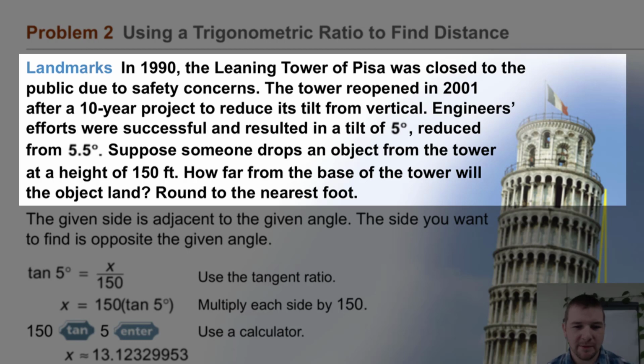Suppose someone drops an object from the tower at a height of 150 feet. How far from the base of the tower will the object land? Round to the nearest foot.